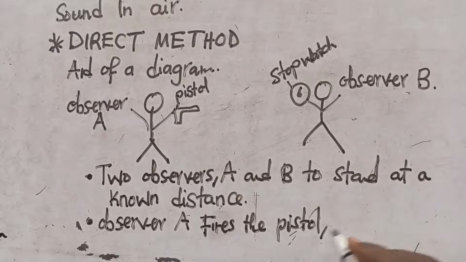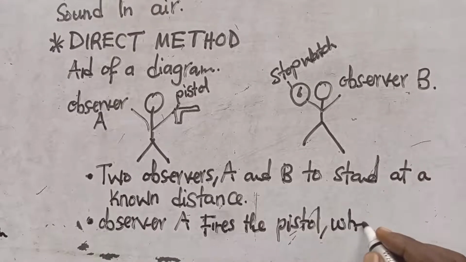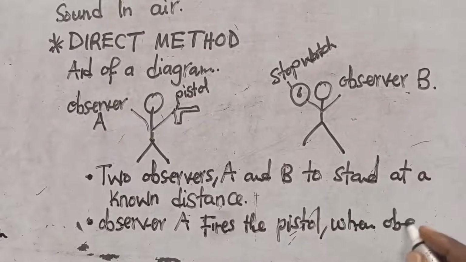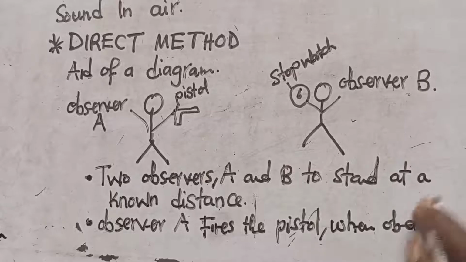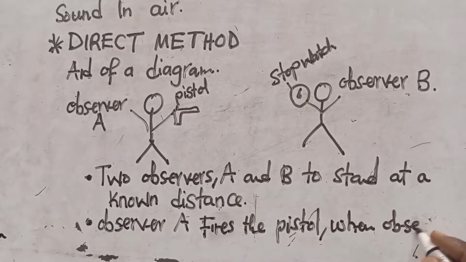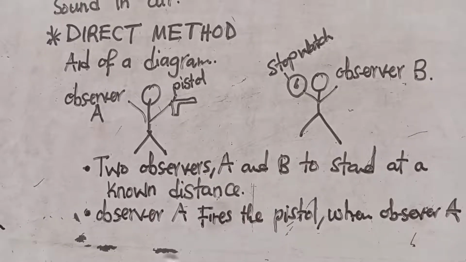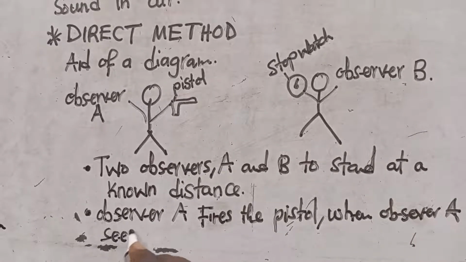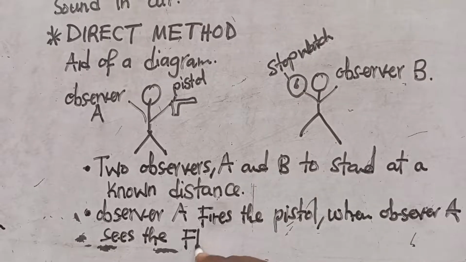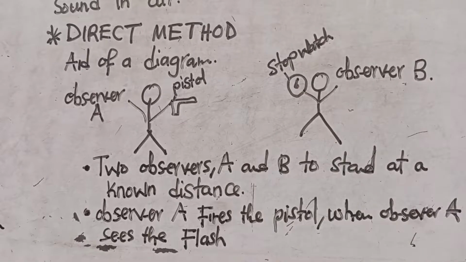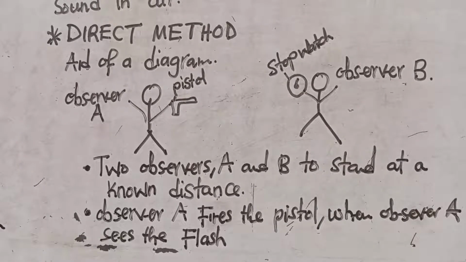When you say when observer B sees the fire, sees the flash. I will say when he sees the flash, pa! So when a gun is fired, the first thing that is seen is a flash, before you even hear the sound, boom.